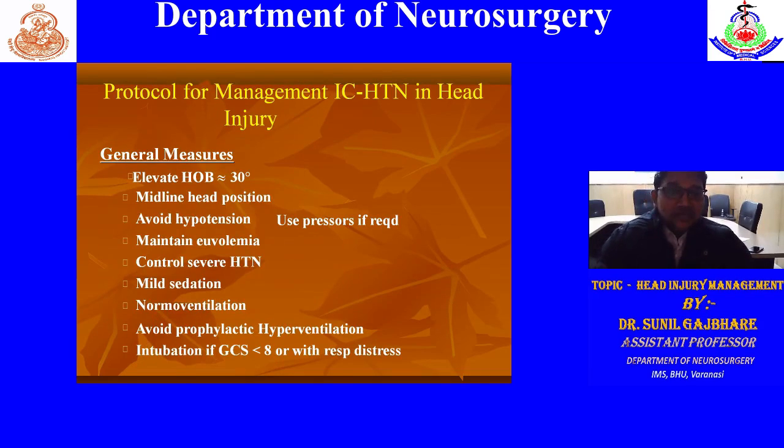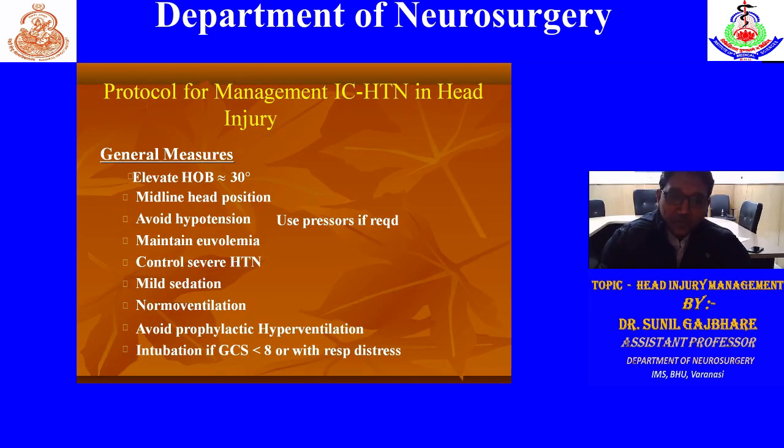The general measures for a head injury patient: elevate the head end of the bed to 30 degrees, place the head in the midline position, avoid hypotension, use pressors, that means hypertensive agents, if required, maintain euvolemia, control severe systemic hypertension. Mild sedation can be given if the patient is very irritable.